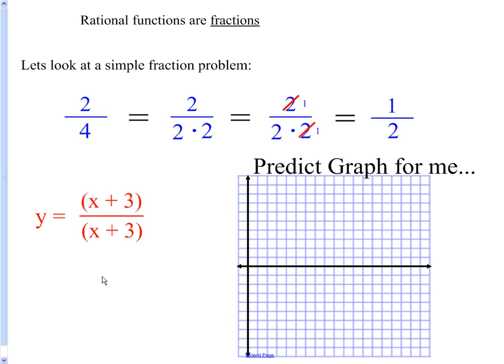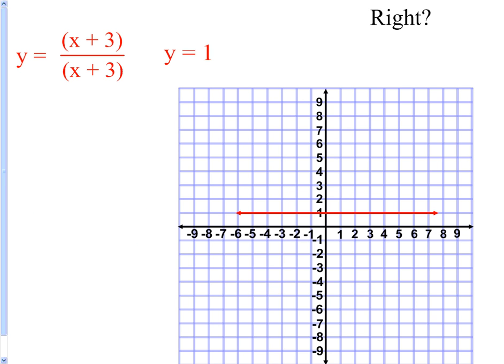All right, so here we're just trying to remind you that you can cancel things. If there's one on the top and one on the bottom, you can cancel them. And so I can cancel these two. And when I cancel them, they really become ones. And so it's really y equals 1 over 1, which is equal to 1. So y equals 1. So if I graph that, y equals 1, it just looks like this red line here.